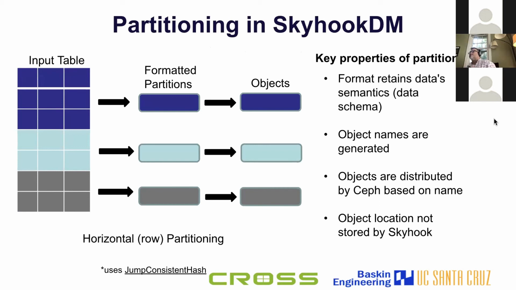So the key feature of programmable storage is having the storage perform operations in a declarative way. We want to have the object understand the data semantics, and that way you can apply these more declarative methods. In our case, object names are generated. As I mentioned, we don't want to keep track of all the maybe tens of thousands or millions of object names, so we can generate them in a simple regularized way and distribute them by Ceph so we don't have to store the object location.